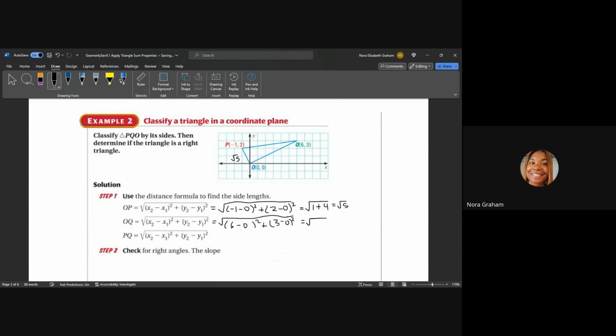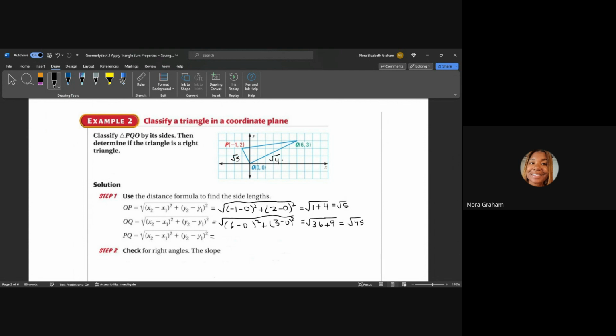Then I simplify down. 6 minus 0 is just 6. 6 squared is 36. And then plus 3 minus 0 is 3. 3 squared is 9. Again, this is all under my square root. 36 plus 9 is going to give me 45. So I have square root of 45 right here. I'm not going to simplify down my square roots. I just want to see if I have any equal sides or how my sides relate. And now this is square root of 45, just marking down my sides.